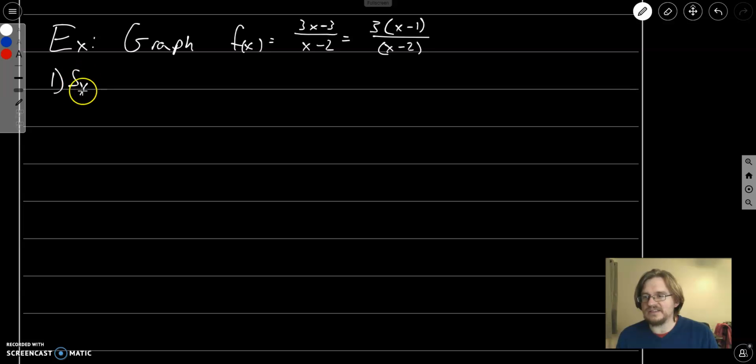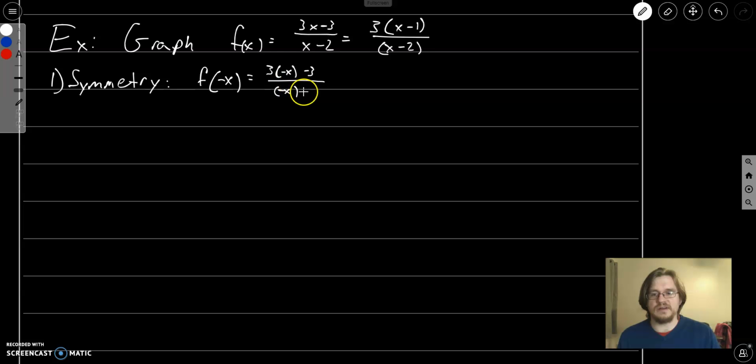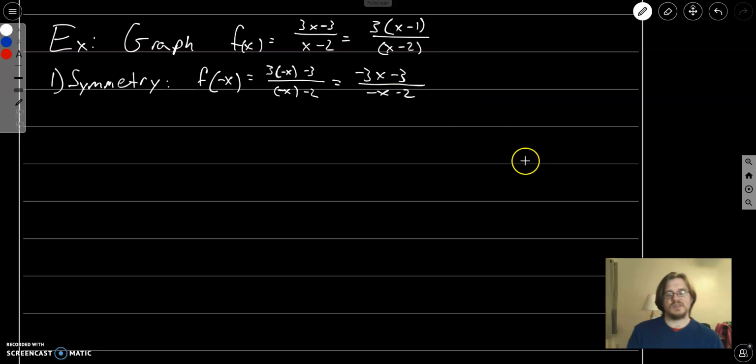Number 1 was looking at symmetry. So what I want to do is plug negative x into my function and see what I get. If I plug negative x into my function, I'll have 3 times negative x minus 3 all over negative x minus 2. I can simplify this a little bit, and I'll have negative 3x minus 3 divided by negative x minus 2. So right away, we see that this is not equal to the original function. This is just not the same thing.